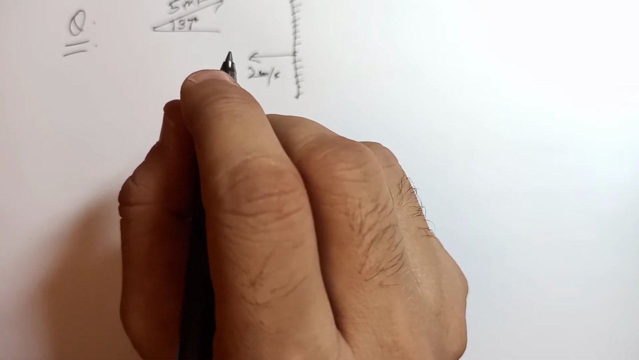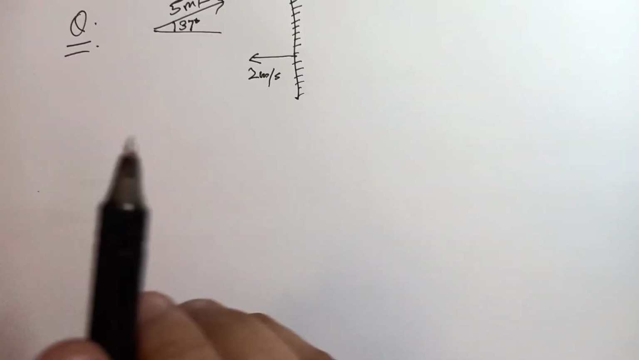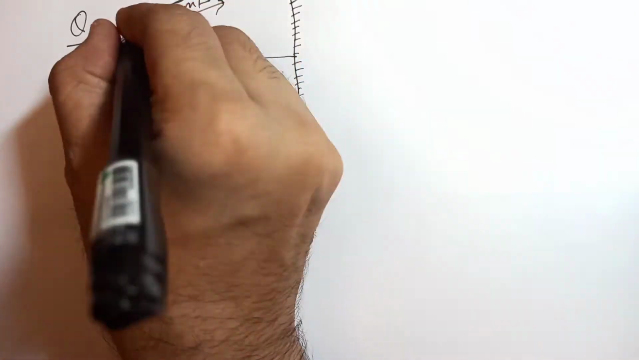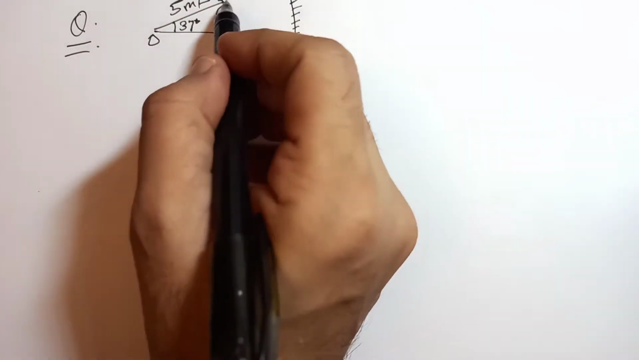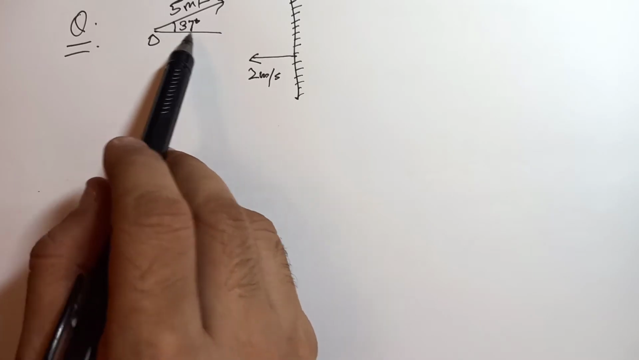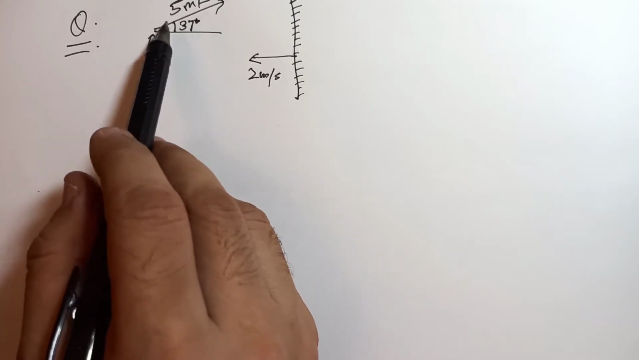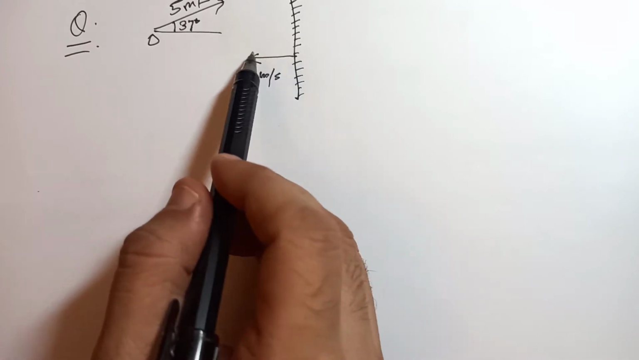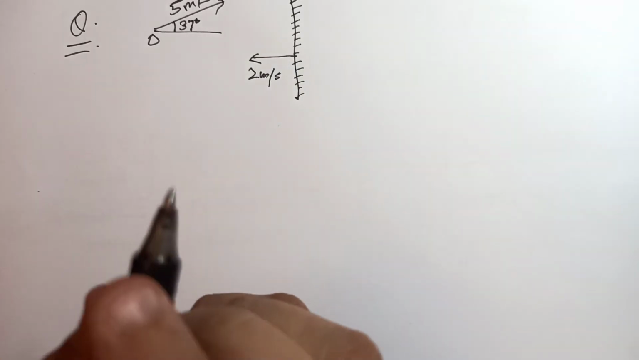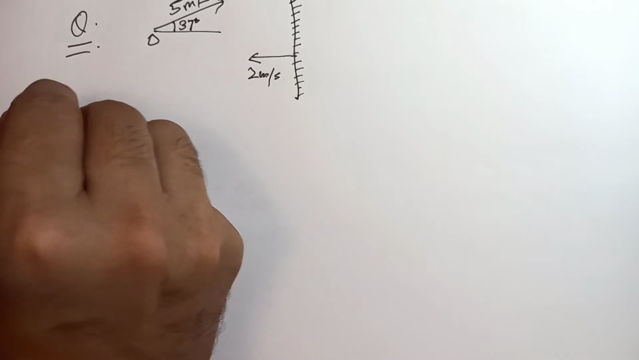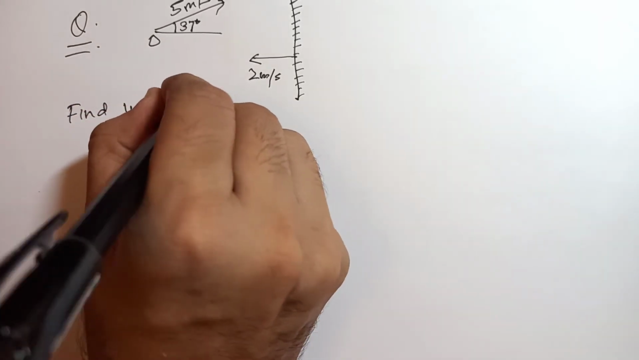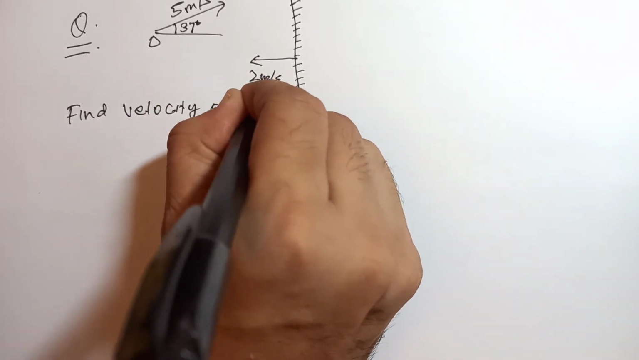Now, how to solve this question? So, again, the question is this: the object is moving in this direction, which is 37 degree to the horizontal, and the speed is 5 meter per second, and the mirror is moving in this direction at the speed of 2 meter per second. Now we have to find the velocity of image.